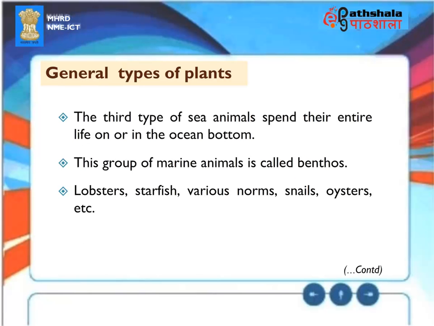The third type of sea animals spend their entire life on or in the ocean bottom. This group of marine animals is called benthos. Lobsters, starfish, various worms, snails, oysters, etc.